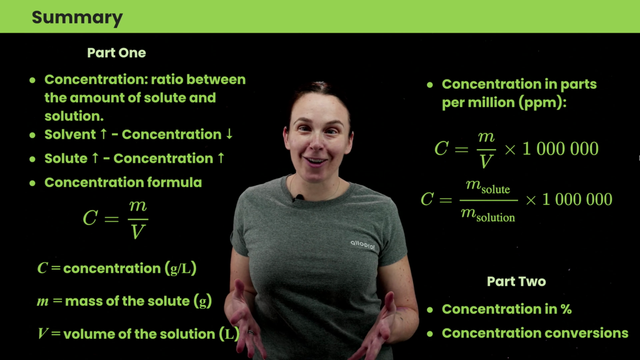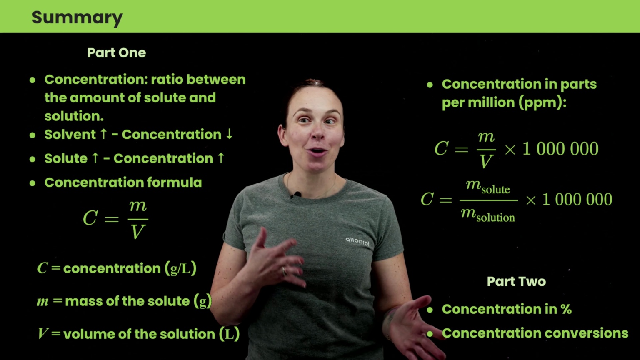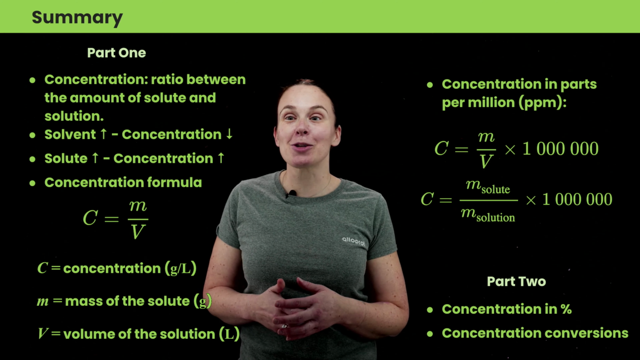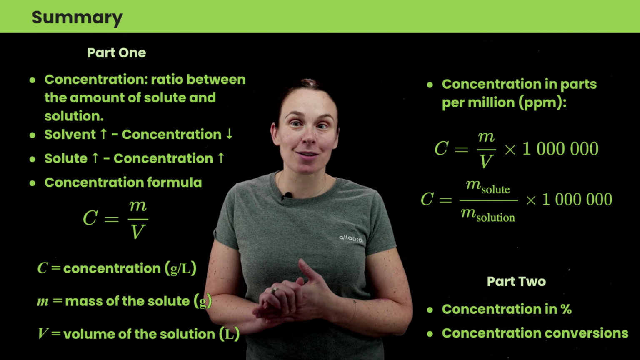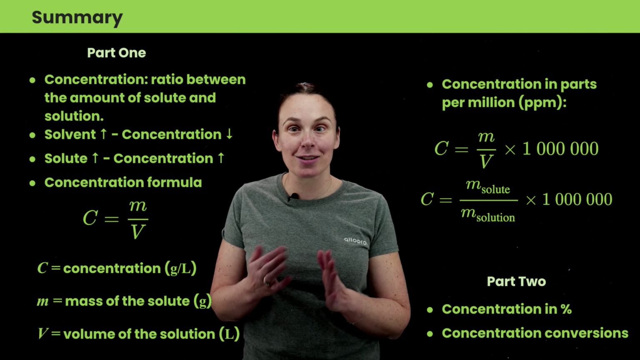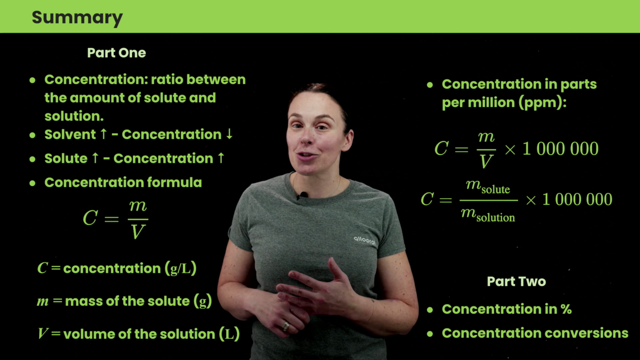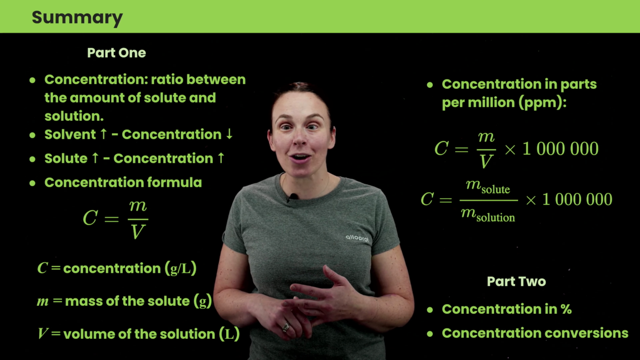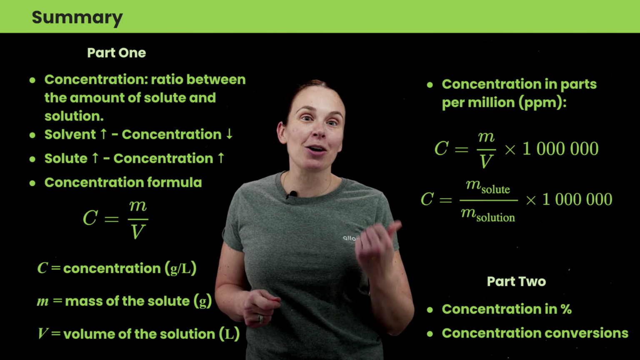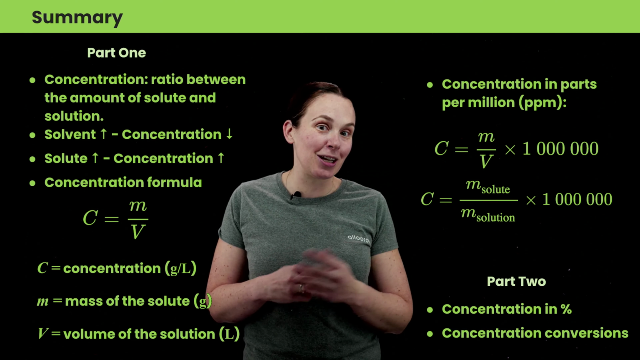And so there you have it. Everything you need to know about concentration in part 1. So remember, we talked about the concentration, so the ratio between the amount of solute and solvent. We talked about how when the solvent increases in a solution, the concentration will decrease. And if the solute increases, the concentration will increase. We also talked about our formula and how concentration is measured in grams per liter. Mass is in grams, volume of the solution is in liters. But we also talked about our parts per million in solutions that are aqueous and all the other solutions.